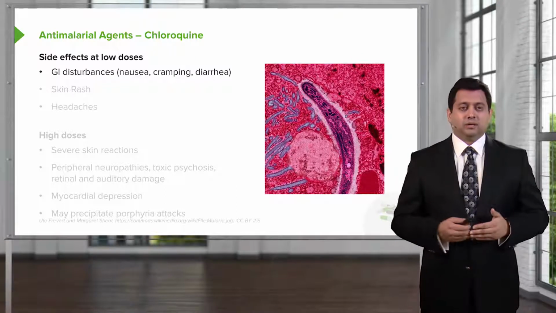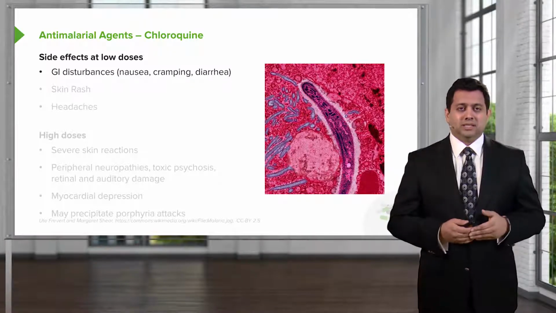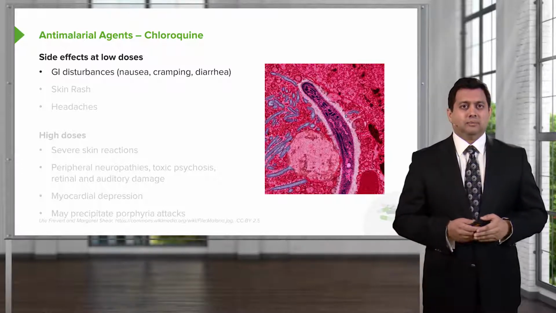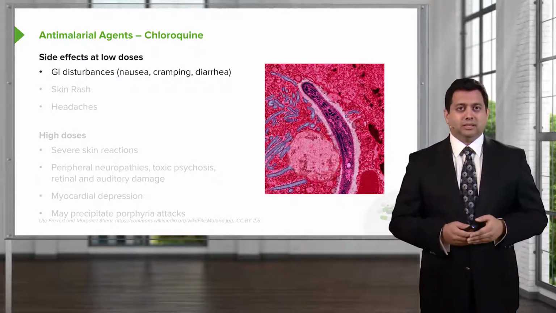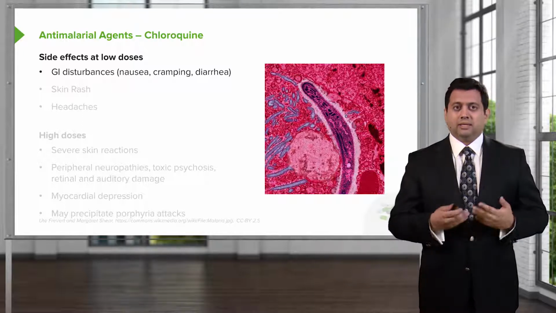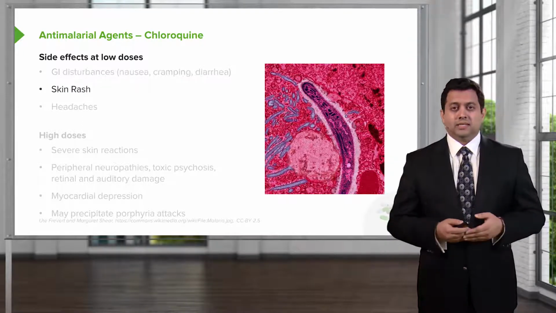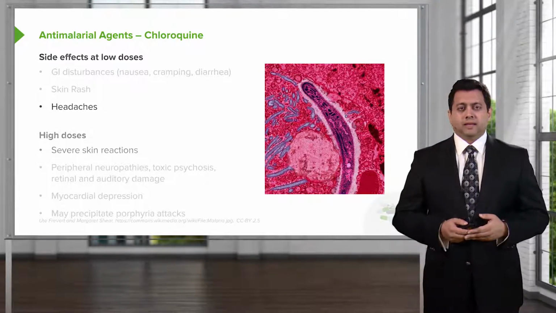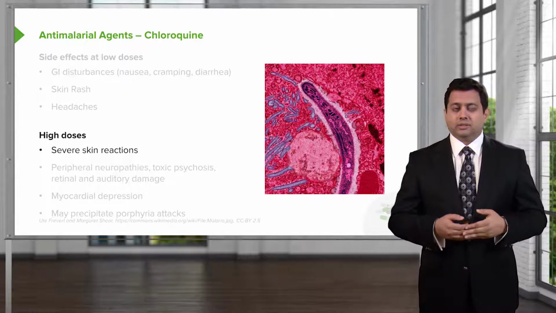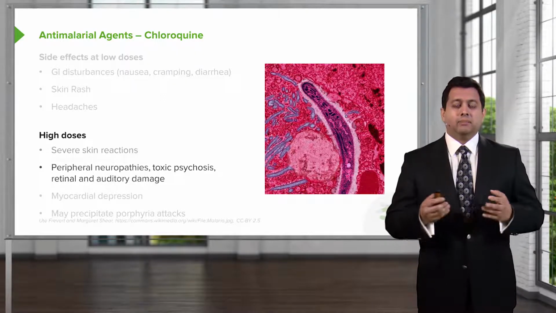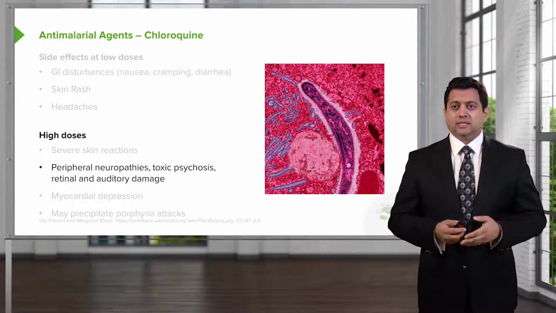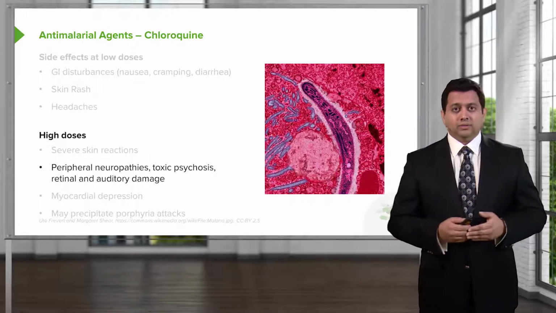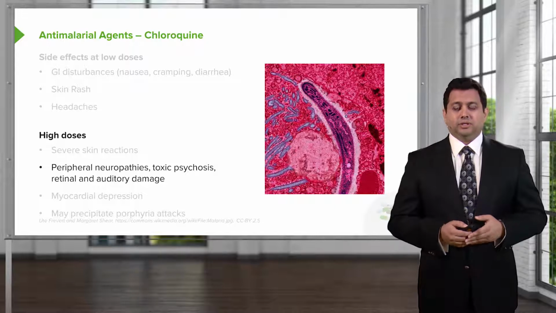Side effects associated with chloroquine are usually GI disturbances, and you're going to notice that that'll be a general theme throughout the entire anti-malarial agent lecture: nausea, cramping, and diarrhea. You may also see some skin rashes and headaches as well, although these are a little bit less common. At very high doses of chloroquine, we'll see severe skin reactions, and we may also see peripheral neuropathies. Some patients may also develop a toxic psychosis and may also develop retinal and auditory damage.